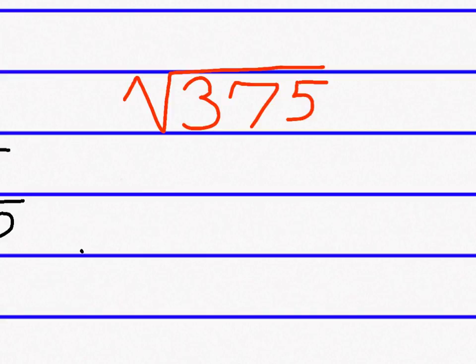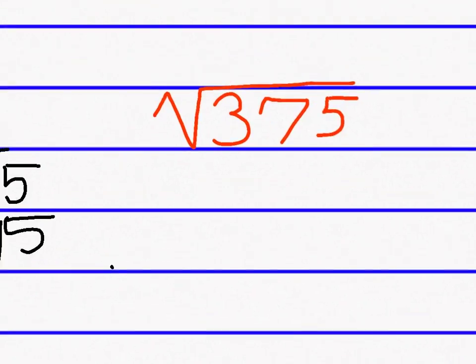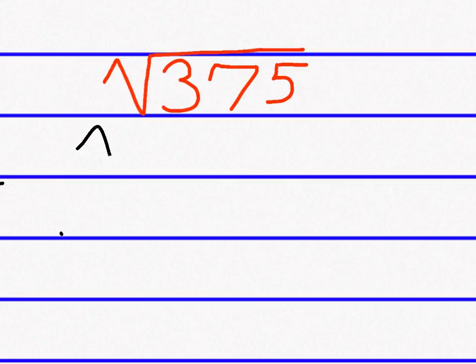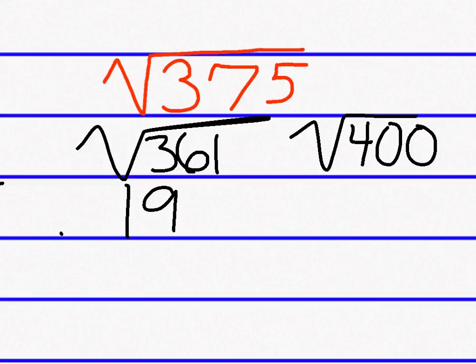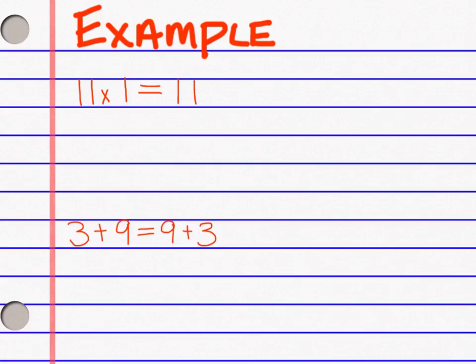Okay, for the next one, we have the square root of 375. Let's try this one more time. The square root of 375 will be between the square root of 361 and the square root of 400. So our answer will be 19 and 20.